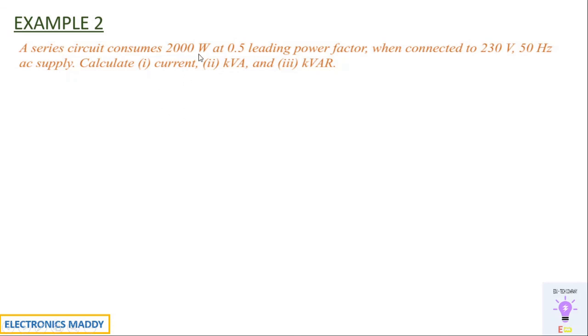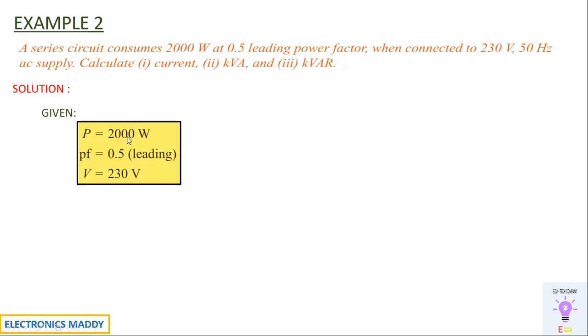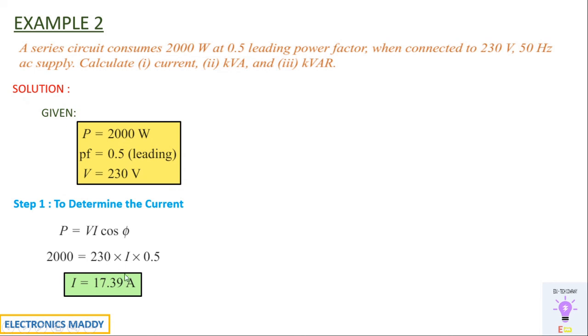So how do we proceed further in order to find current, kVA and kVAR? First write the given data. The power that is consumed, if they're saying that it is consumed, that means it's the active power of the circuit, as I mentioned earlier. So P is equal to 2000 watt, power factor is 0.5 leading and voltage is given to be equal to 230 volt. So how do we find the current? We know that P is equal to V I cos phi. Substitute the values of all of these and find the value of I directly. This is pretty much straightforward.